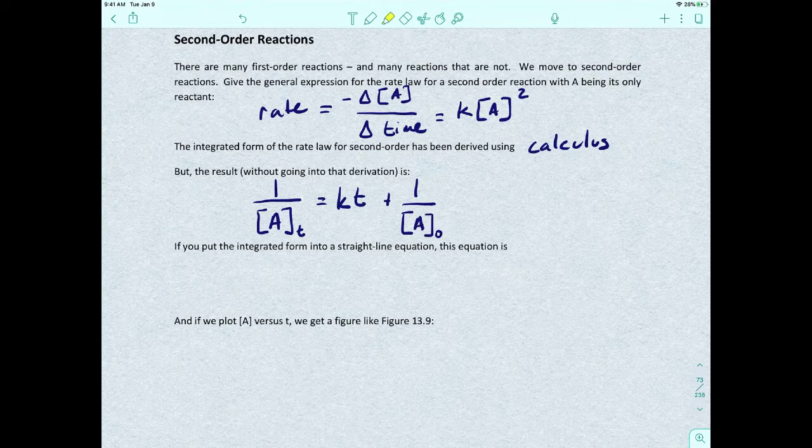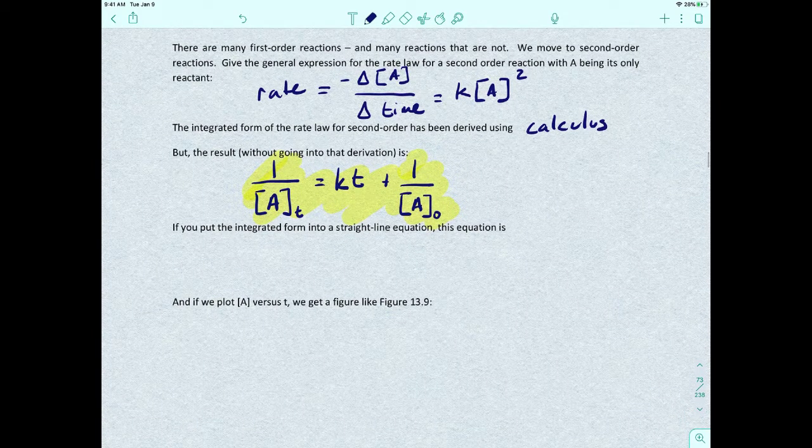This is a pretty important equation, so I'm going to highlight it. This is the equation for a second order reaction. If we put this into a form to get a straight line like y equals mx plus b, the 1 over [A] at time t would be your y, k would be your m, the slope, t would be your x, and 1 over [A] at time 0 is going to be your b. So it's already pretty much in the form y equals mx plus b.